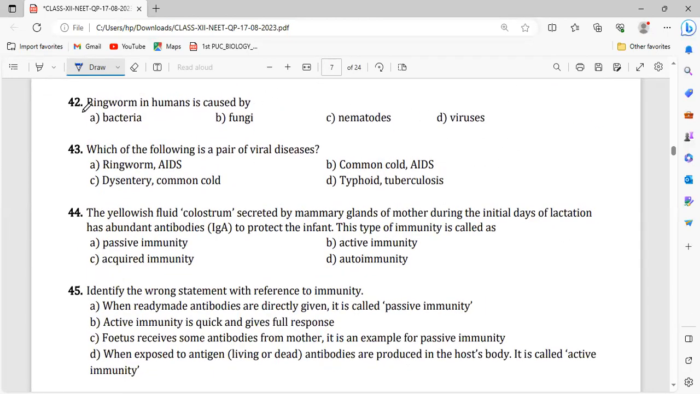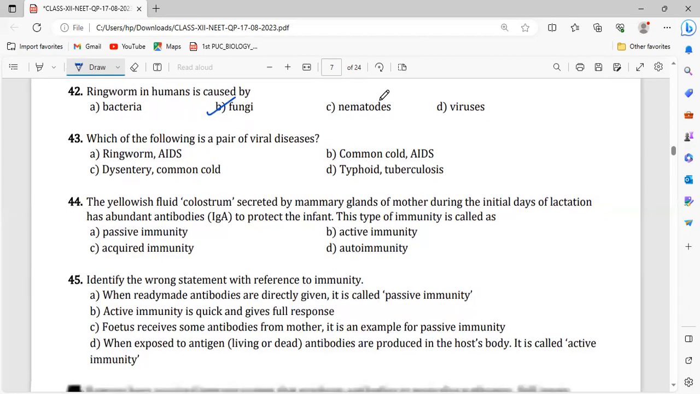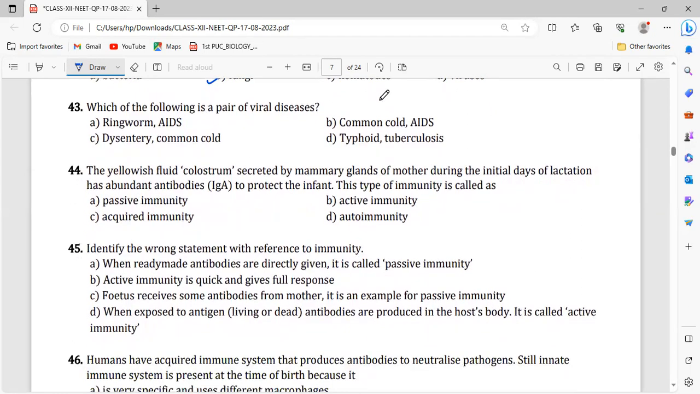42. Ringworm in humans is caused by Trichophyton, which is a fungus. 43. Which of the following is a pair of viral diseases? So here we'll go on listing one by one. Ringworm is caused by fungus. AIDS is caused by virus. Common cold and AIDS both are caused by virus.